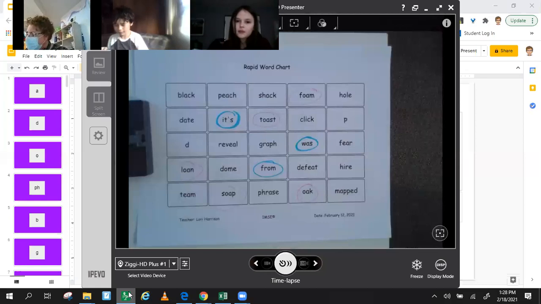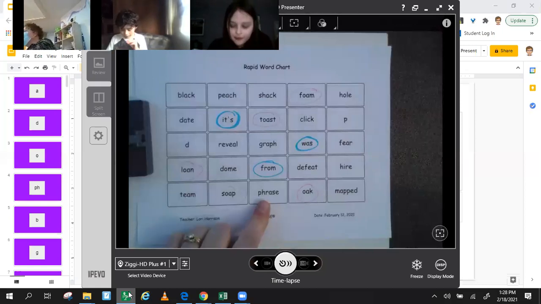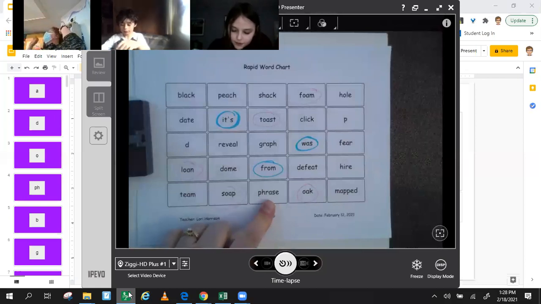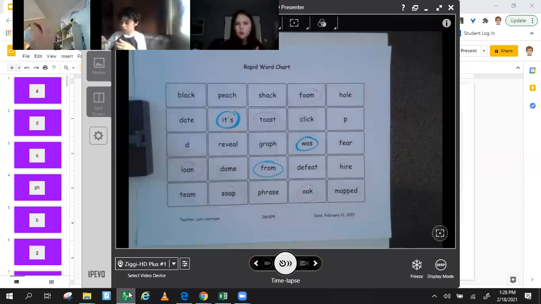Which one? Phrase. Okay, so phrase is a group of words. So when Mrs. Harrison says, ready to rock, that's not a whole sentence, that's just a group of words, right? So that's a phrase. I said, my phrase is ready to rock. Your phrase is ready to roll, right? So a phrase is a group of words. Any other ones that somebody's not sure of? Gabe.